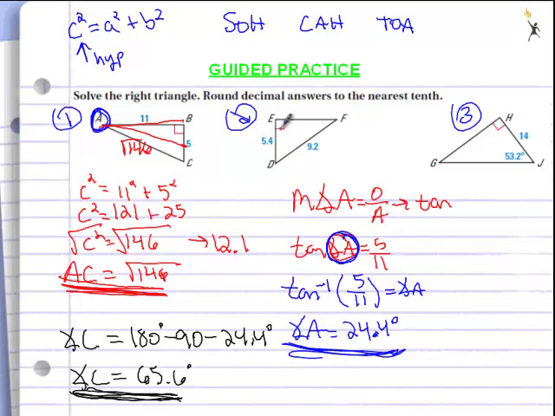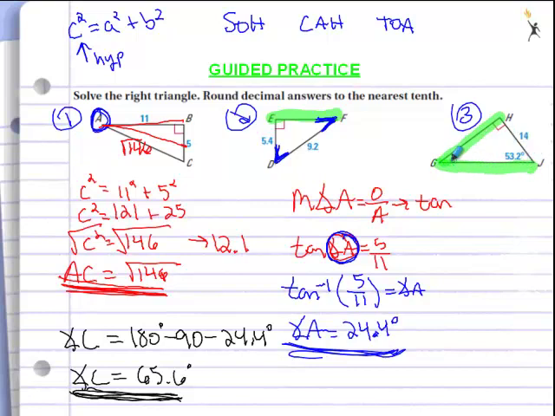What I'd like you to do now is solve for the missing sides and the missing angles in problems 2 and 3. Now you'll notice in number 2, we are missing side EF, and we are missing angle D and angle F. And then in number 3, you'll notice you're missing side GH and side JG.